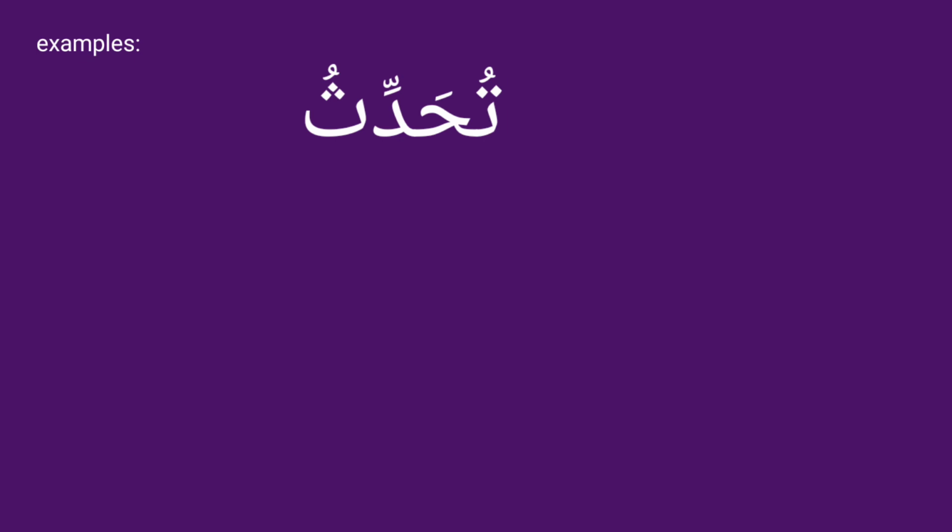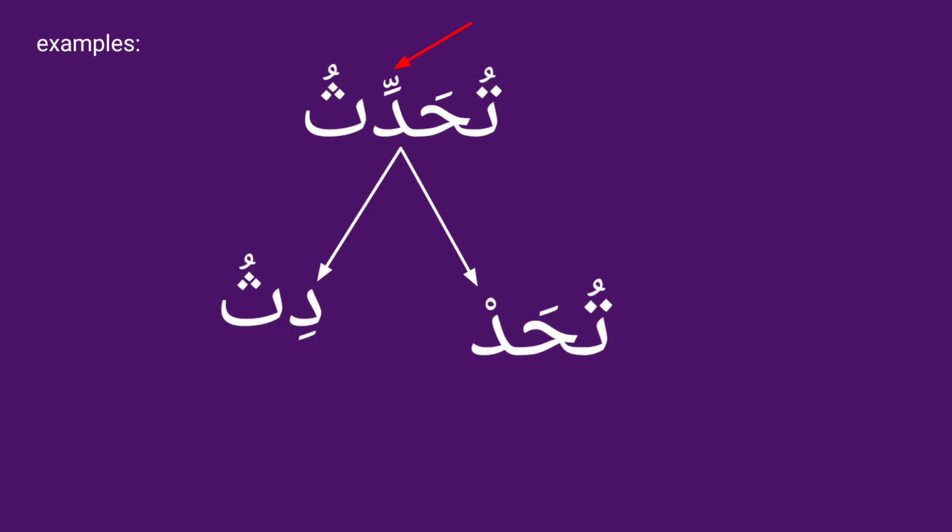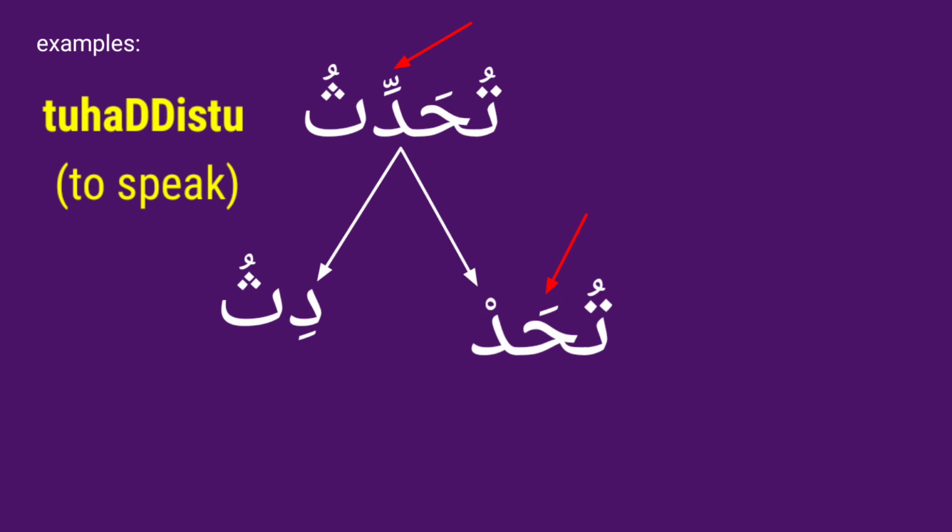Okay, and the next example, we have a word tuhaddithu with Shaddah sign on the letter Da. So the first Da will be sukun and the second Da will be kasrah. The letter before Shaddah is Ha that has fathah. So when we read this word, we have to emphasize on Da. Tuhaddithu, tuhaddithu.